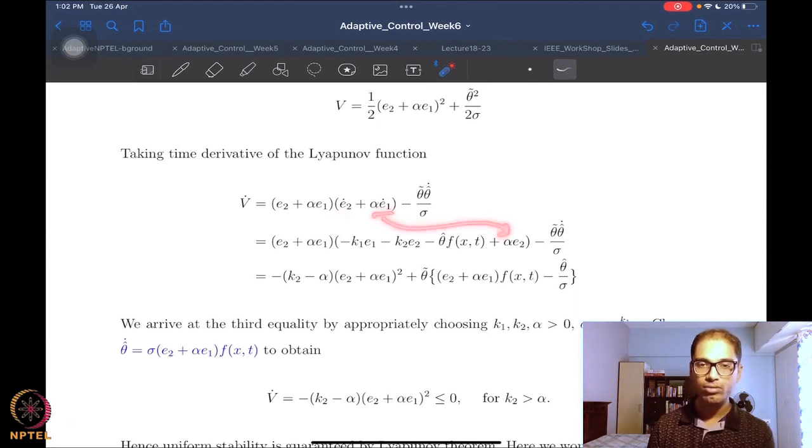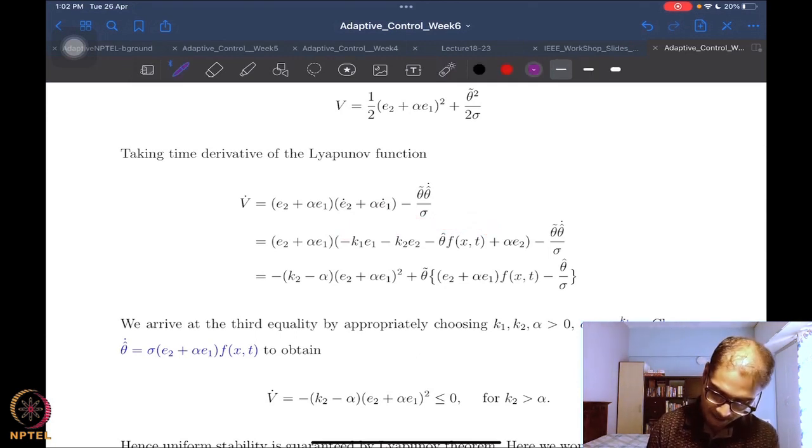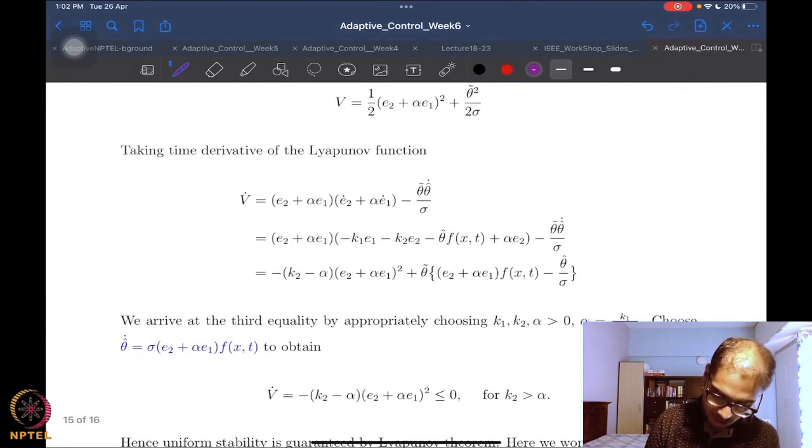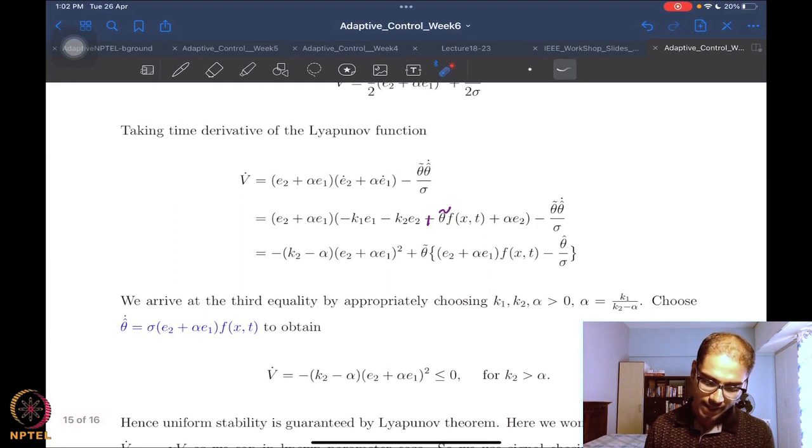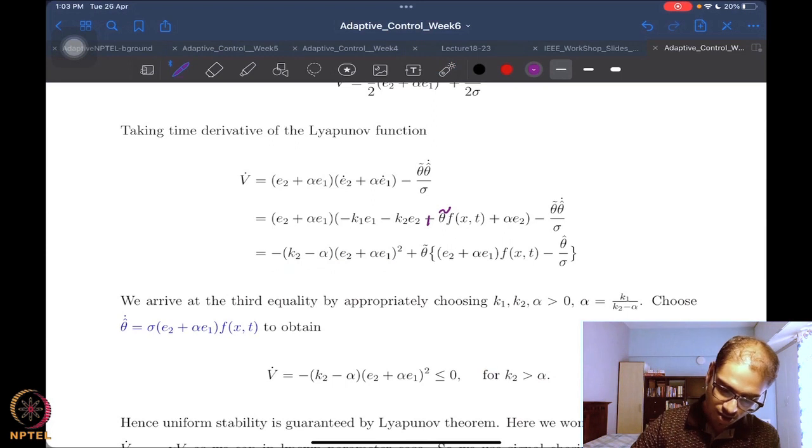e1 dot is just e2. And e2 dot is this entire thing. Wait a second, this is not correct. e2 dot is in fact plus theta tilde times this entire term. So this is what e2 dot is. If you notice, I still get minus k2 minus alpha here. So I take this minus k2 minus alpha common and I get e2 plus alpha e1 as it is. And the second term we choose by appropriate choice of alpha, and with k2 greater than alpha, you will get this sort of a term. But if you are confused, you can simply write this as minus k2 minus alpha, e2 plus alpha e1.